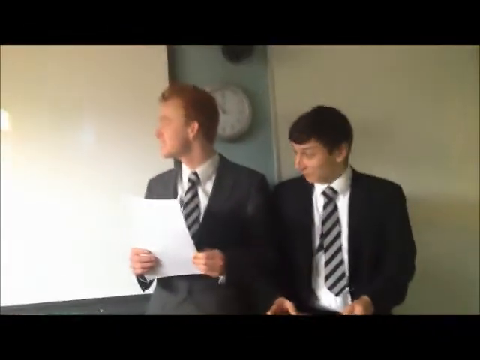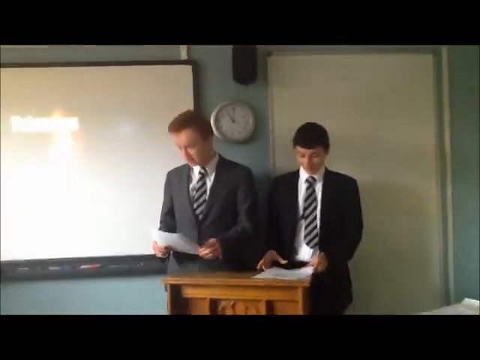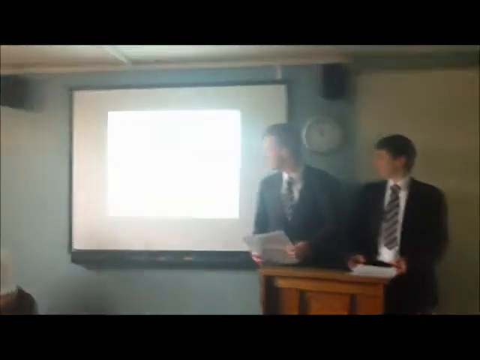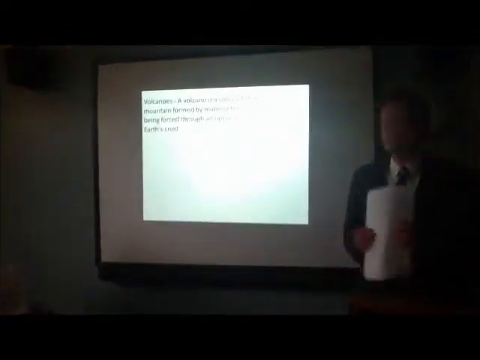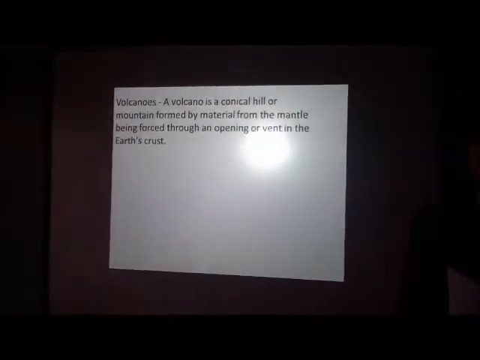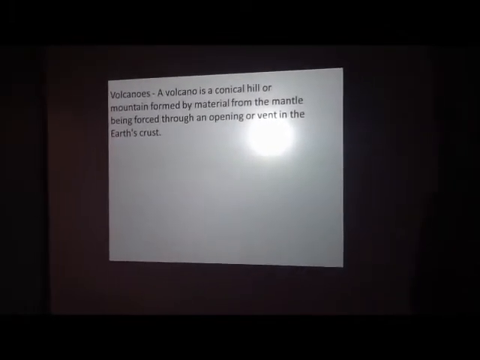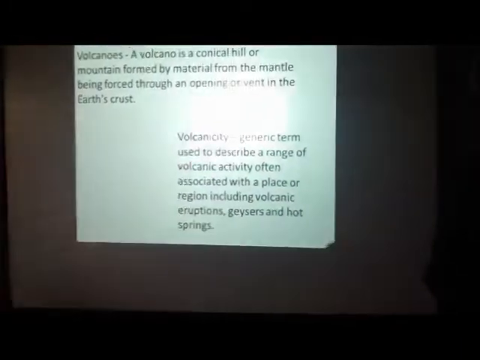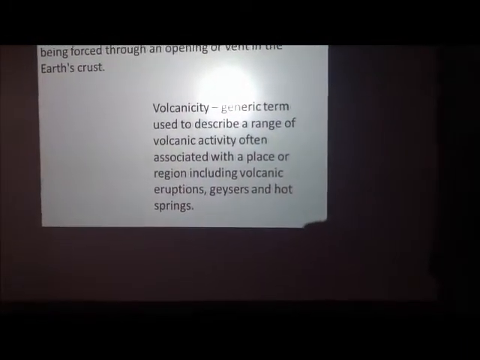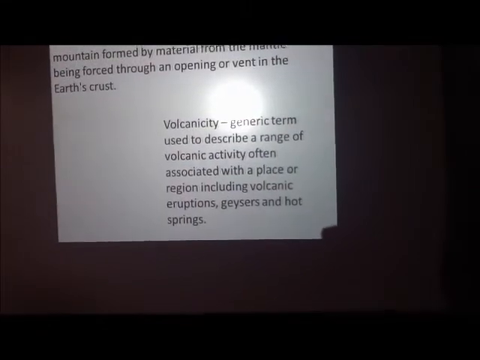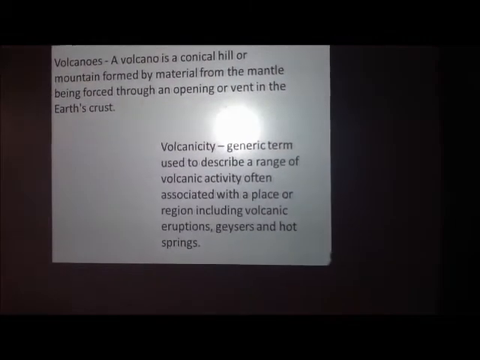Good morning, everybody, and welcome to our presentation on volcanoes. A few definitions to get us started. A volcano is a conical hill or mountain formed by material from the mantle being forced through an opening or vent in the Earth's crust. And volcanicity is a general term used to describe a range of volcanic activity often associated with a place or region, including volcanic eruptions, geysers and hot springs.